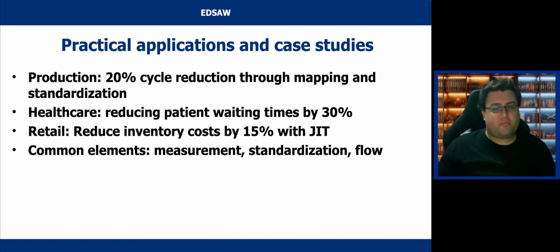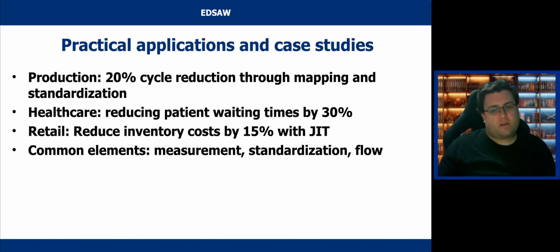To show how performance measurement and maintenance work in practice, let's look at a few examples we already used in previous presentations from different industries. Manufacturing. One car manufacturer used value stream mapping to reduce the cycle time by 20%. They identified steps that did not add value and standardized the process. The result was faster production and lower costs.